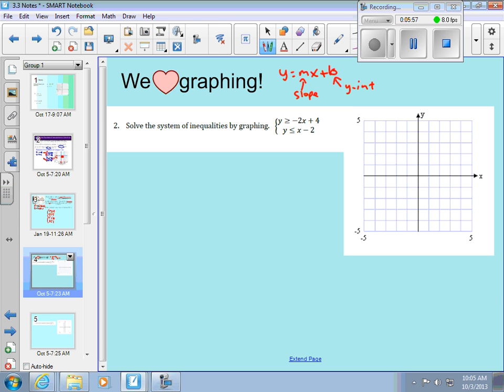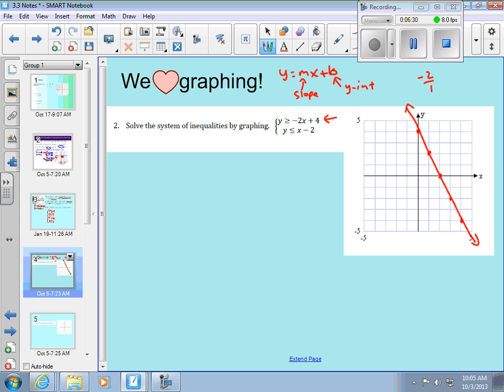Let's go with our first line here. We want to graph out the line y is greater than or equal to negative 2x plus 4. The y-intercept would be 4. The slope would be negative 2. And remember, slope you can always put over 1, so it'd be negative 2 over 1, down 2 over 1, down 2 over 1, down 2 over 1. We want to connect this with a solid line. Anytime it has the or equals to, you want to connect it with a solid line.